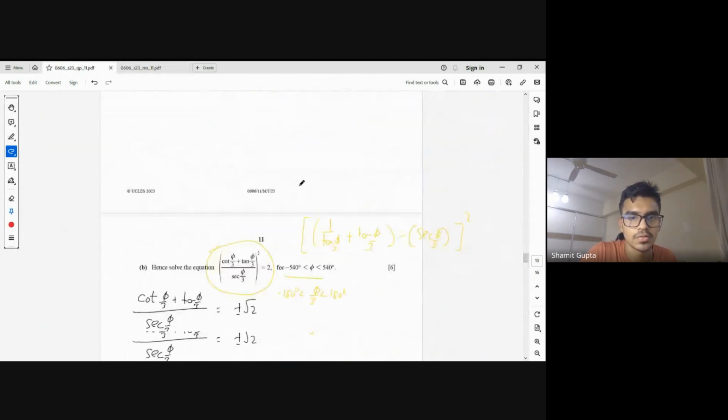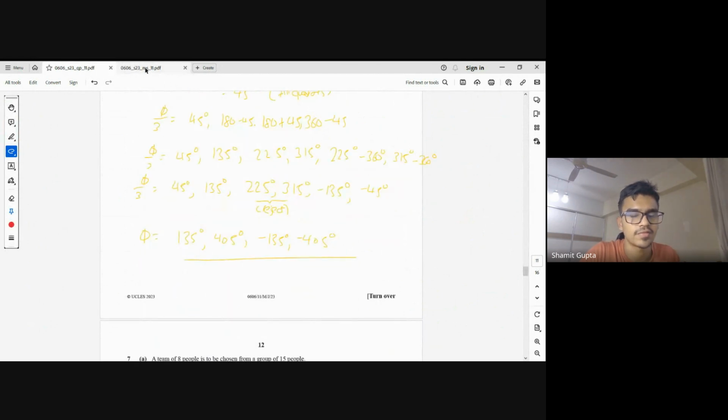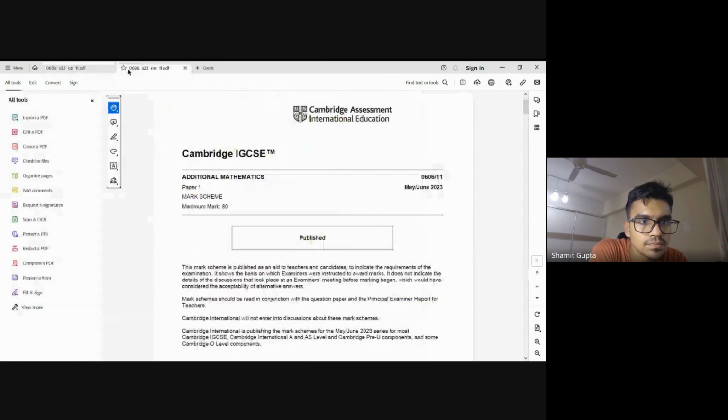This one, already shown. This one, it should be 135, 400. Oh, sorry, I sent the marks into the wrong one. What am I sharing with you guys? Just now you can see the mark scheme. Yeah, okay.